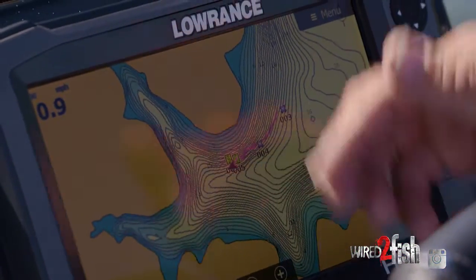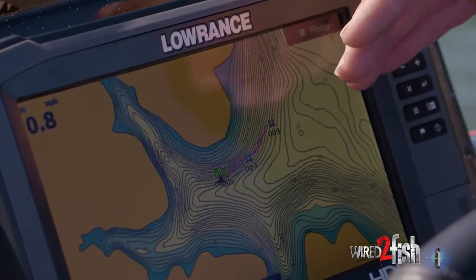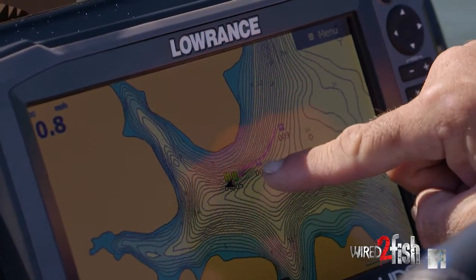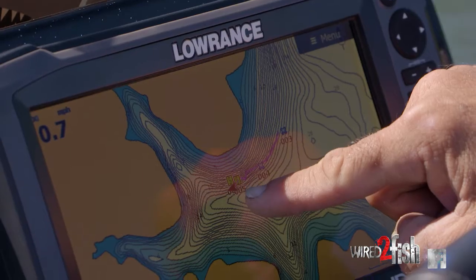A primary cove, secondary point coming out of a spawning pocket. We've got 2 giant log piles marked, and we've got an edge of grass marked.